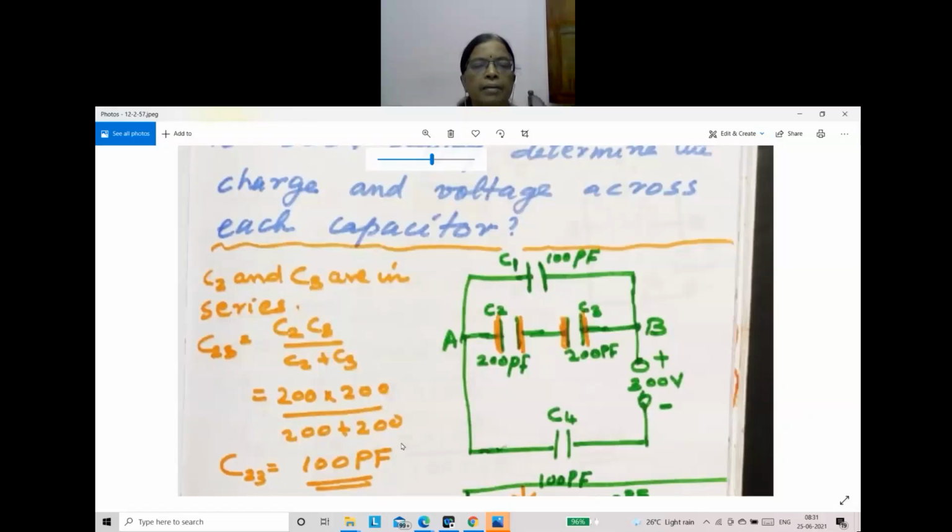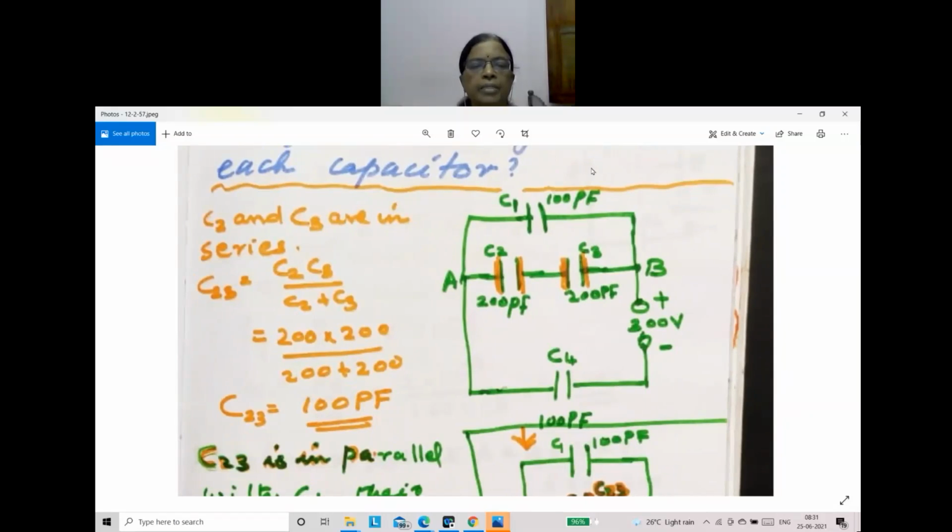This is in picofarad. Pico means 10 raised to minus 12, not minus 6. Minus 6 is micro. Yes, pico means 10 raised to minus 12, children. Okay, so we got C23. Then what is the next step, children? C23. Parallel combination. Which one? This one acts as a single capacitor of value C23, and C1 and C23 are in parallel.